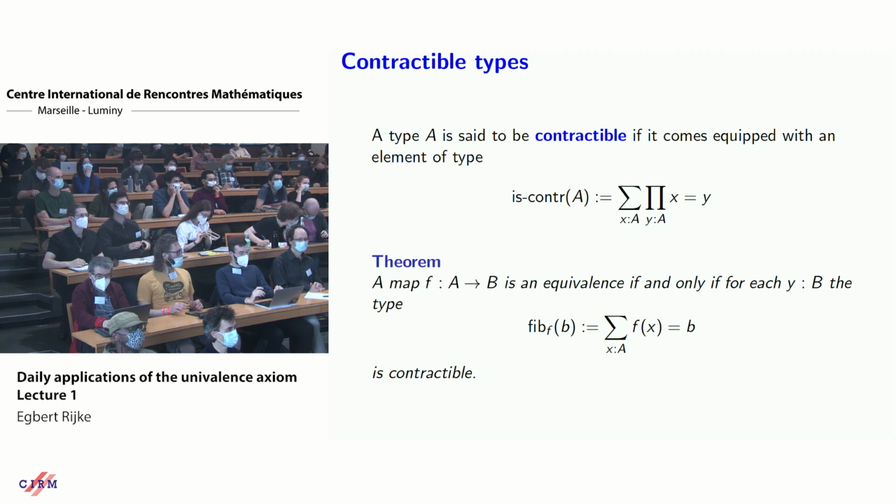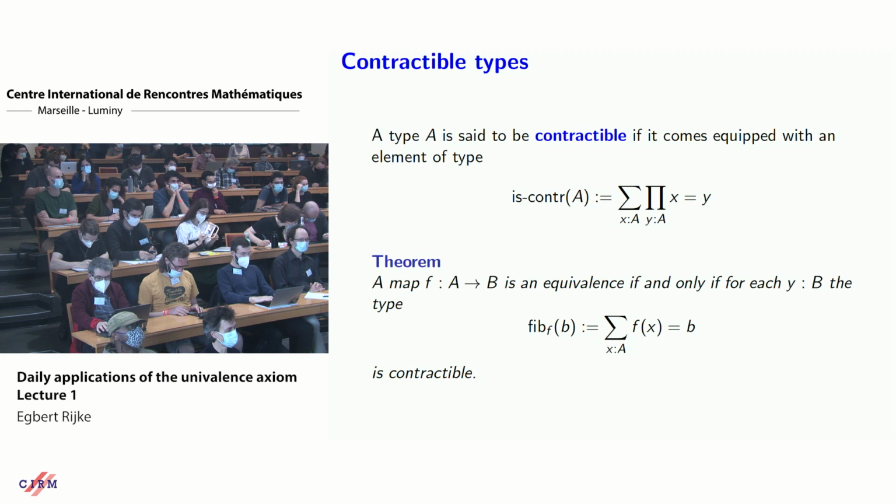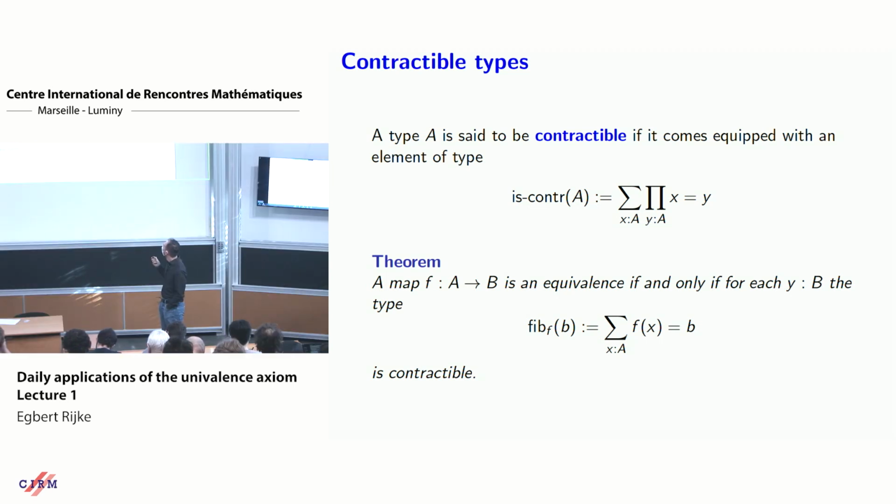So the next concept is contractible types. What does it mean for a type to be contractible? You can construct an element of it. This will be the center of contraction. And then you can prove that every element is equal to that one.